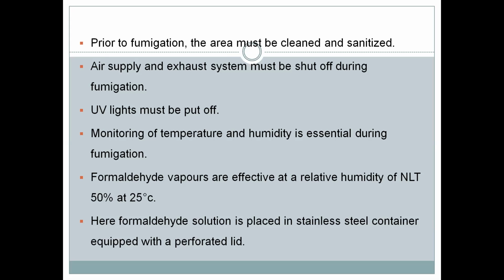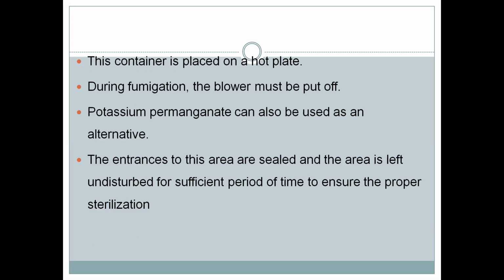Here, the formaldehyde solution is placed in stainless steel containers equipped with a perforated lid. This container is placed on a hot plate. During fumigation, the blower must be put off. Potassium permanganate can also be used as an alternative to formaldehyde.